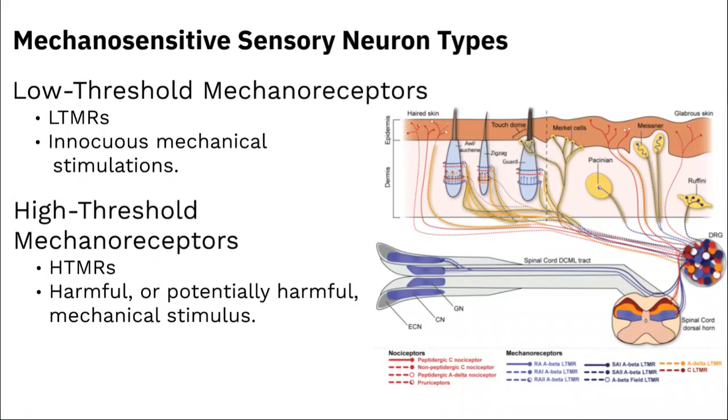There are mechanosensitive sensory neuron types. These can be broken down into two kinds: low threshold mechanoreceptors, LTMRs, which respond to innocuous mechanical stimulations, and then high threshold mechanoreceptors, HTMRs, which respond to harmful or potentially harmful mechanical stimulations. Here is a fun picture of all of it at work that will make sense after if it doesn't now.